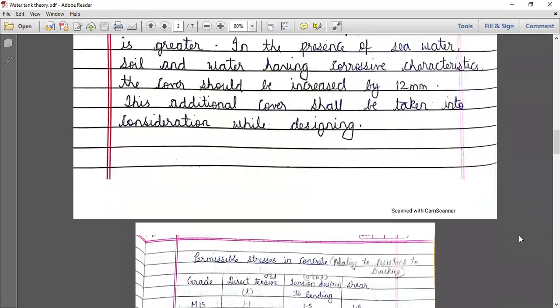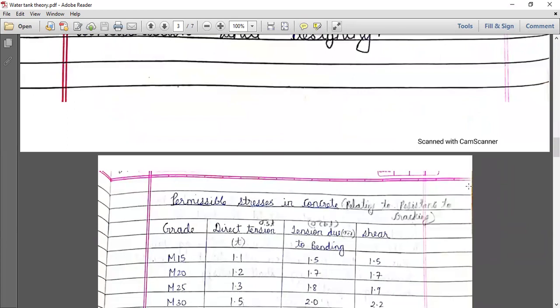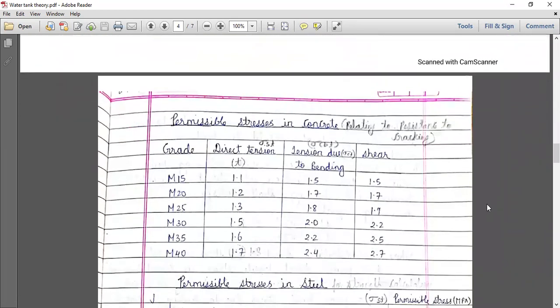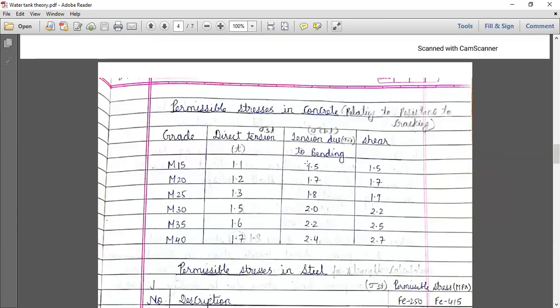Now let us see the permissible stresses in concrete. These tables, which we have already seen in the IS code, you can make a note of so that you remember. These are the permissible stresses in concrete relating to resistance to cracking, according to the grade. For M25 it is 1.3, M30 1.5, and for M40 it is 1.8. Just refer to the IS code. This was according to the old IS code, but in the revised one, revised in 2009, it is 1.8. The same table I have mentioned here.